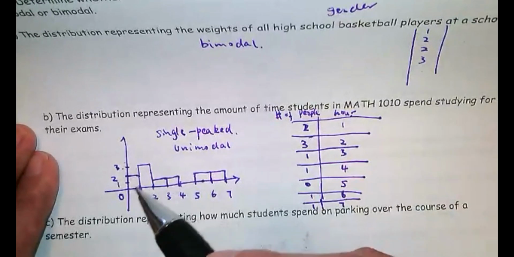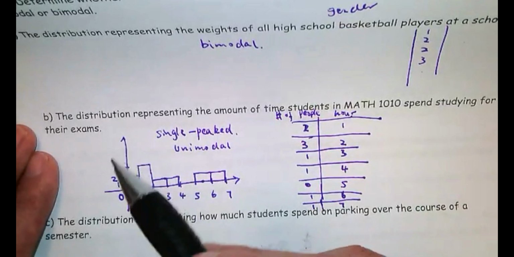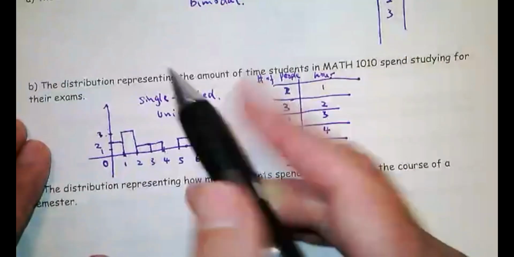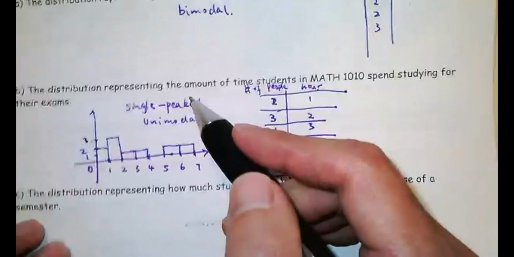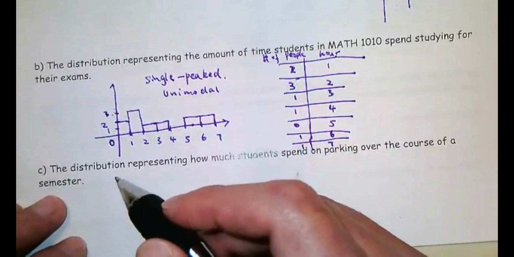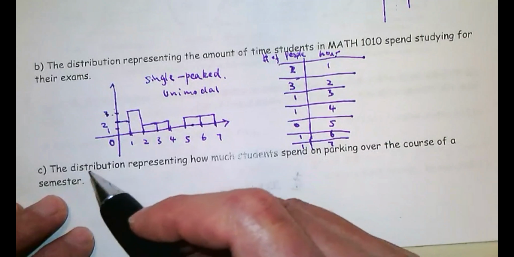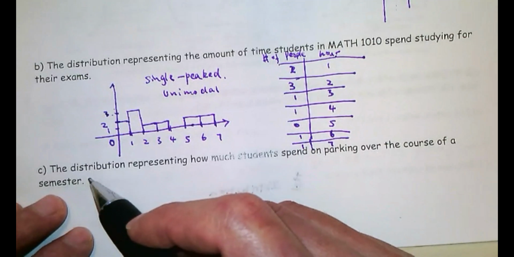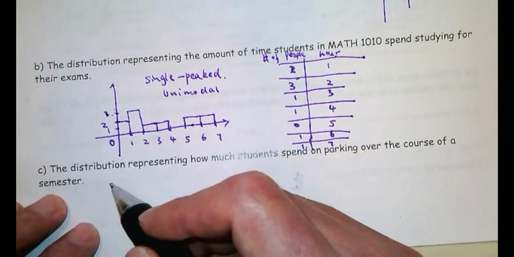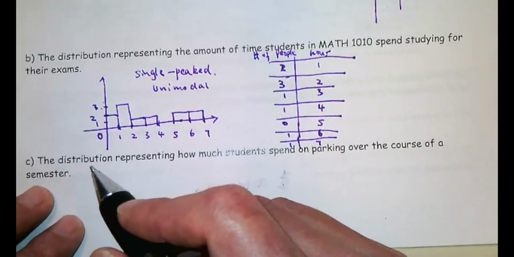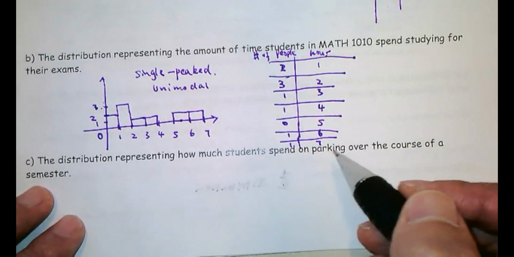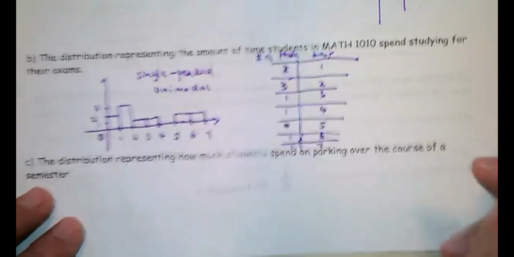Okay, so this is for question B, and we illustrate it using this graph. Again, those questions are the verbal questions. Different people may have different opinions. So we will see that question C is more controversial. Question C asks us the distribution representing how much students spend on parking over the course of a semester.